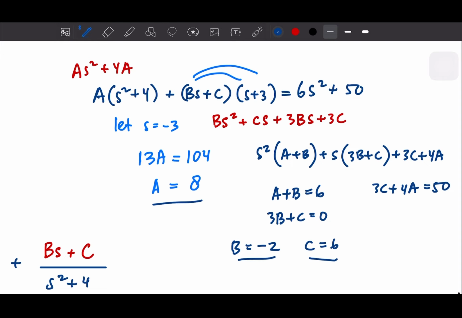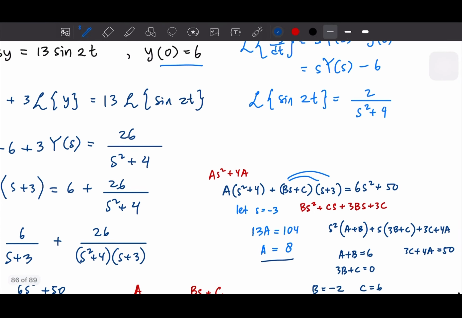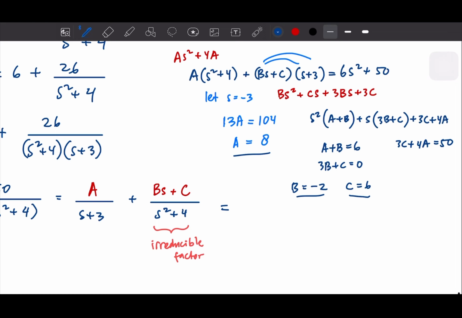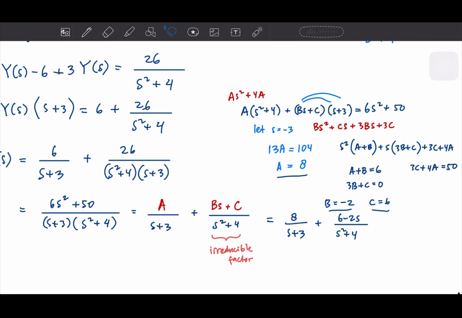So we have all this. Then we could rewrite the solutions. Let me write here that Y is 8 over s plus 3 plus negative 2s plus 6, or 6 minus 2s to make it easy, over s squared plus 4. Okay, I think I need to make a new space. So let me copy this part. So we get the capital Y.